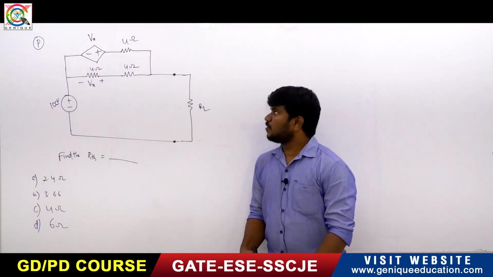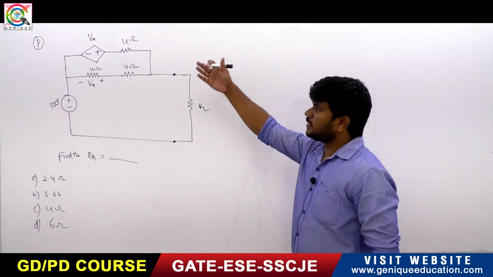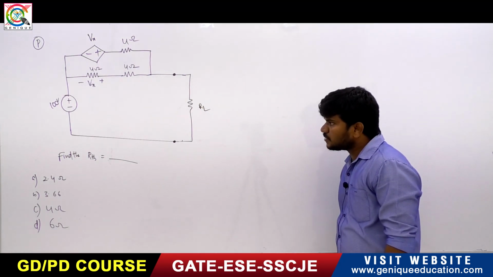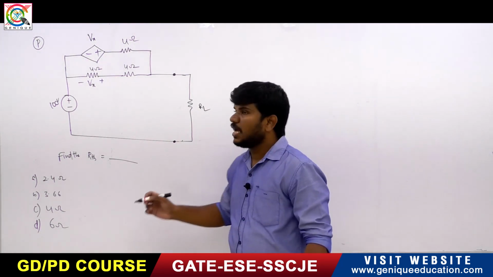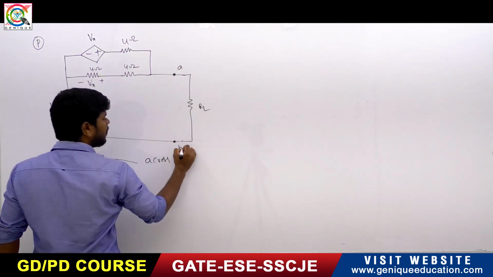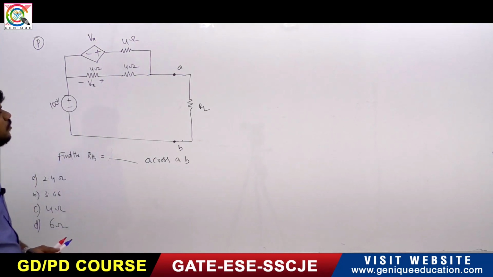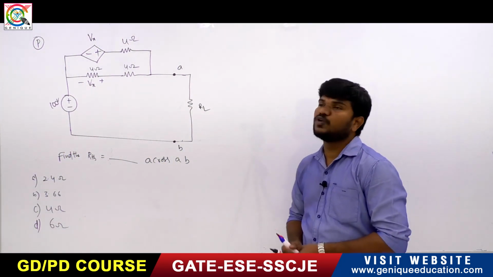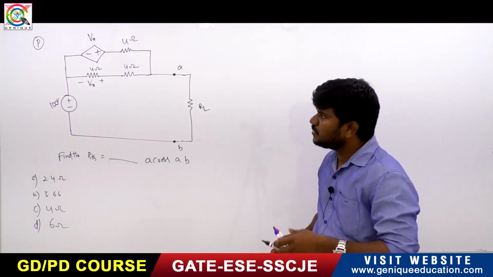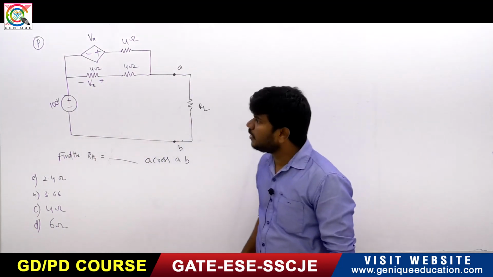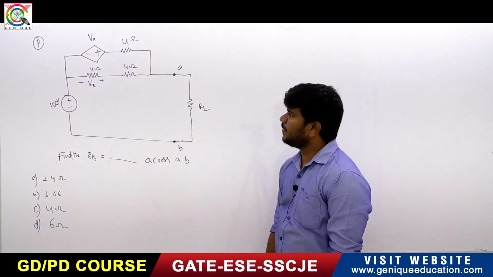So this is the next question. One network is given consisting of one independent source and one dependent source, and it asks us to find the RTH across the terminals A and B. Here, to find the RTH, you know how to approach. For finding RTH, the independent source must be deactivated, meaning short circuited. Because that is a voltage source, that must be short circuited.